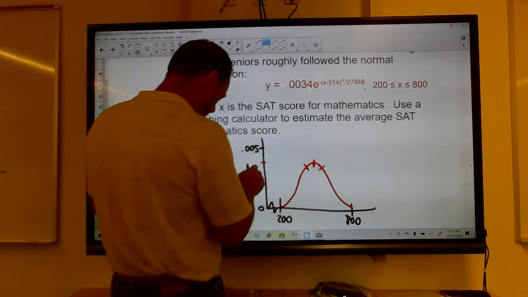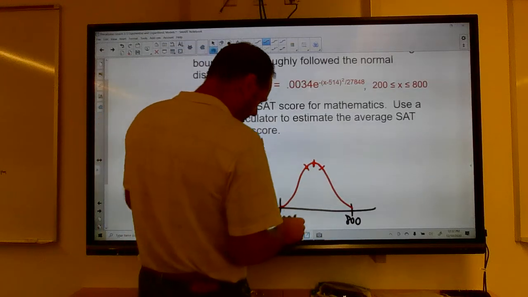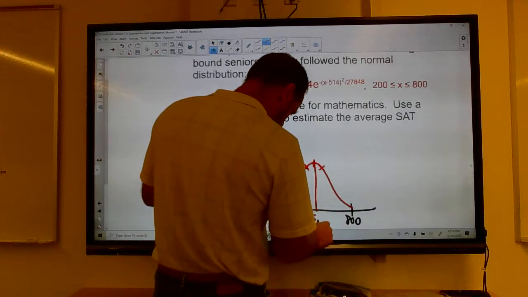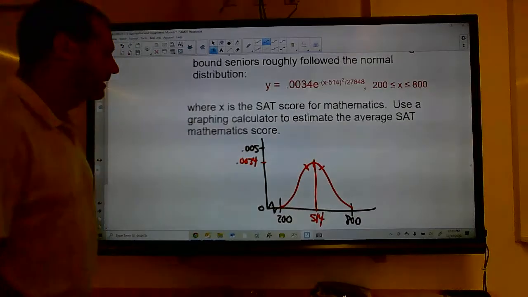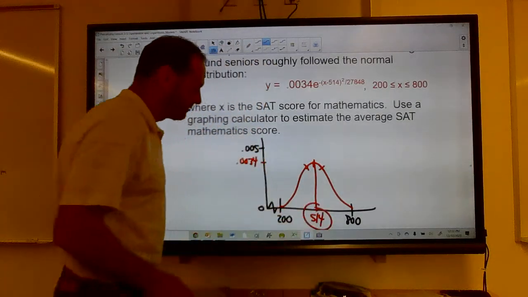And it tells me that this is actually 0.0034, but I don't really care what that is. I want to know what this is right here. And that comes out to be 513.99999. So we're going to count 514. And that's your average score. 514 right there.